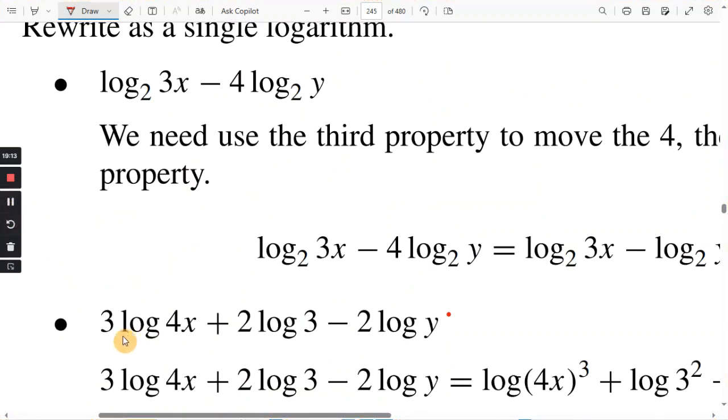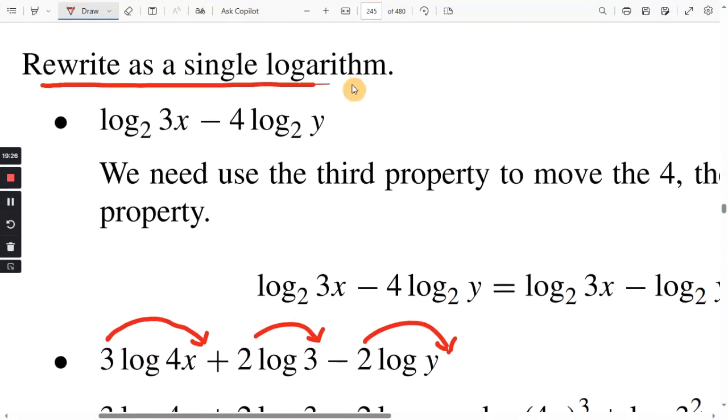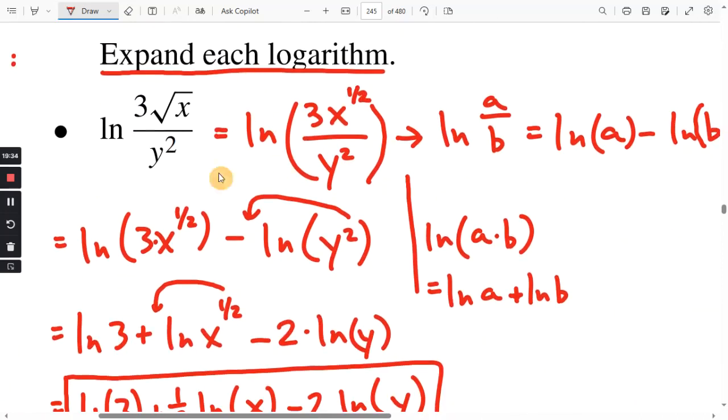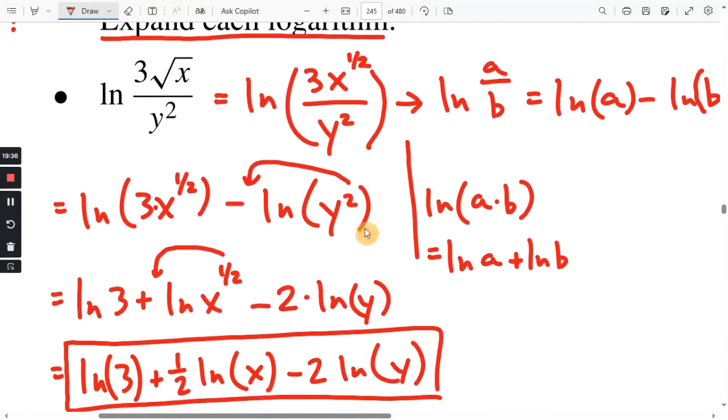Remember, on this type of problem, to rewrite it, we took the coefficient and made it the exponent for the first step. All right, and that was when we rewrote it as a single logarithm. So the first step was to get rid of the coefficient and make it an exponent. But now, when we expand, the exponents are actually the last step because it's in reverse.